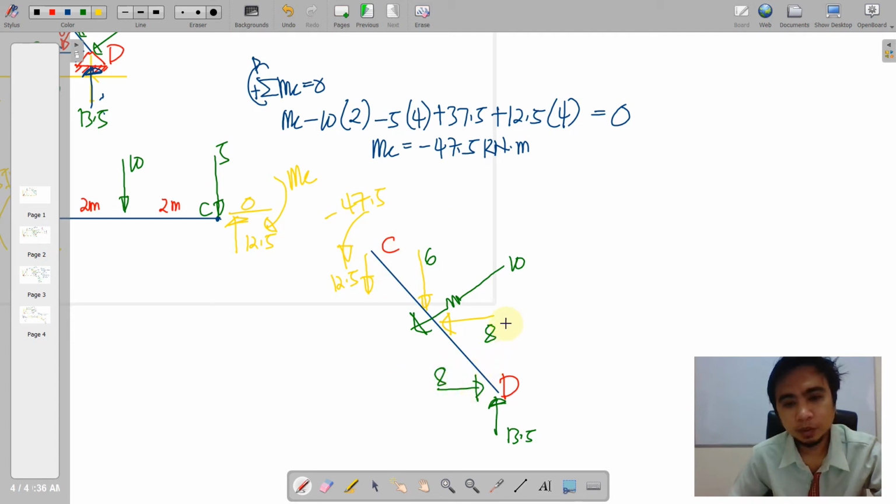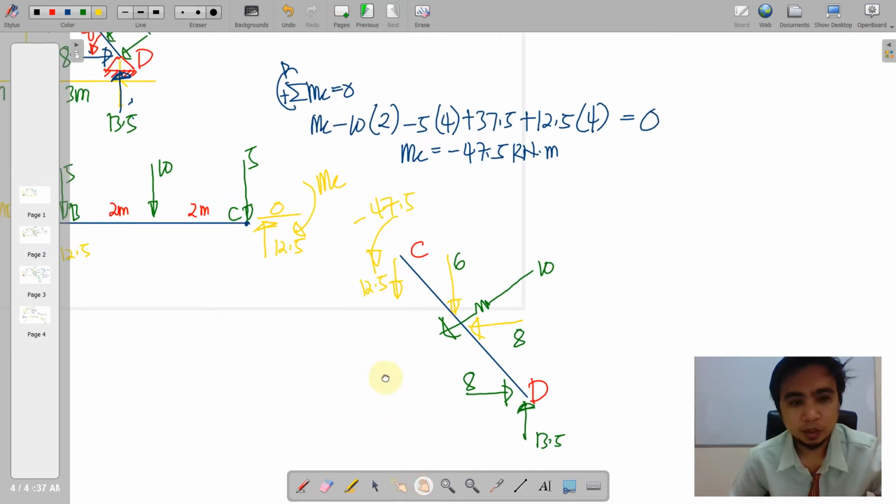So here, obviously we have 8 leftwards, rightwards 8, so that will yield to 0 along the horizontal. And then for the vertical, we have an upwards 13.5, downwards 12.5, that will yield to 1. Of course, that will not be yielding to 0. So there's something wrong here in our analysis.